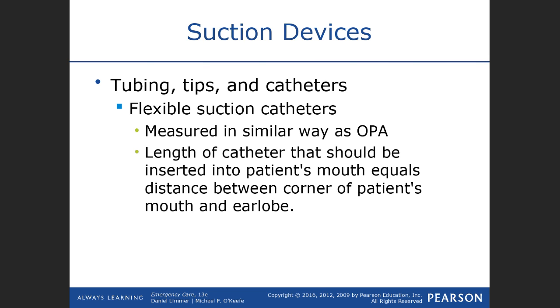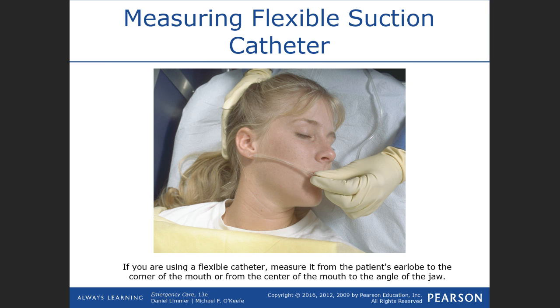Right. Flexible suction catheters are measured in a similar way as the OPA. Get in the habit of measuring it, whether it's flexible or rigid. Let that be a habit. Measure in a similar way as the OPA: the length of catheter that should be inserted into the mouth equals the distance between the corner of the patient's mouth and the earlobe. So you're going to measure the same way as you would for the OPA.